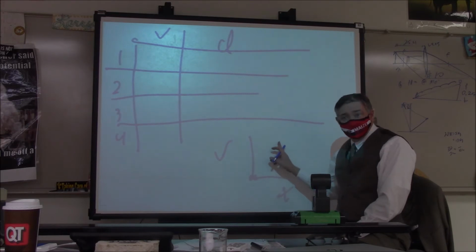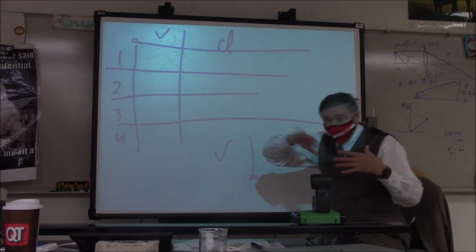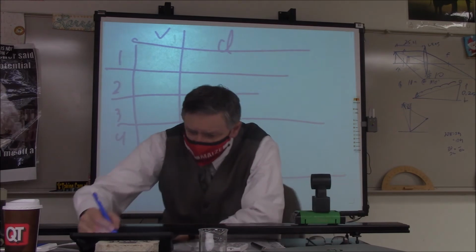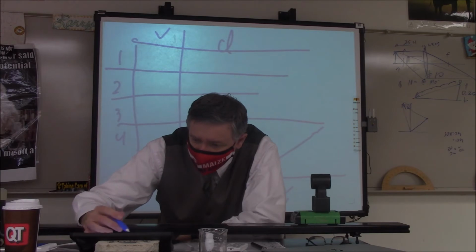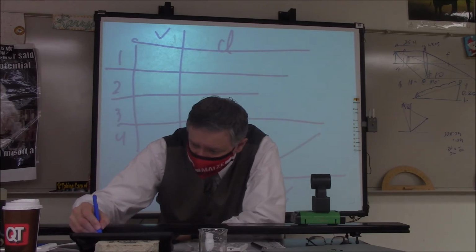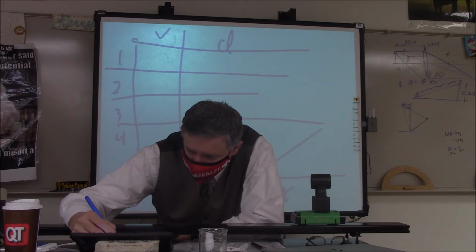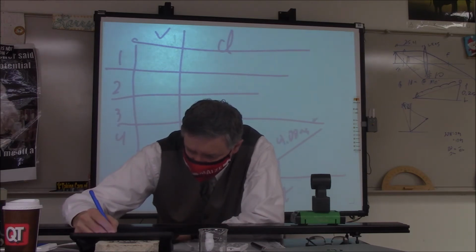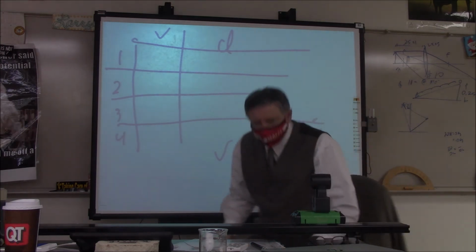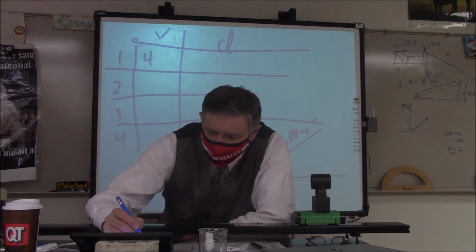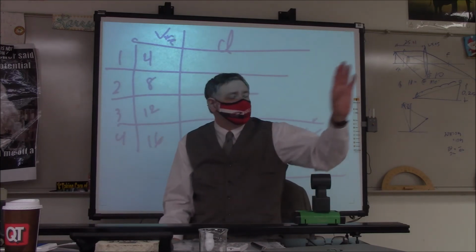At the end of 2 seconds, it's going to be going 8. So that's going to be the slope of the line. With 4 meters per second squared, at the end of 1 second it's going 4 meters per second, at the end of 2 seconds 8, at the end of 3, so this is just going to go 4, 8, 12, 16.